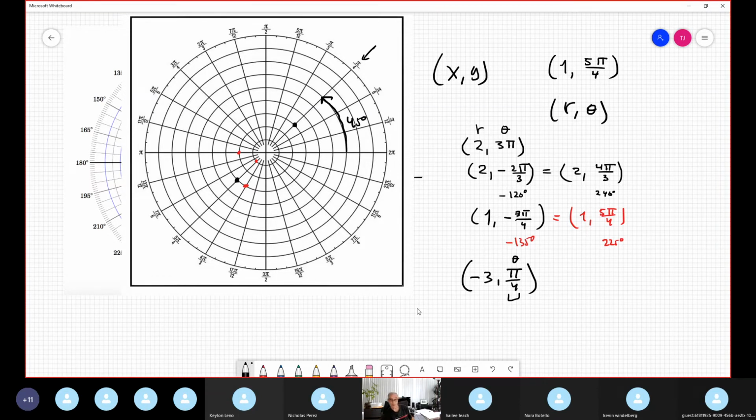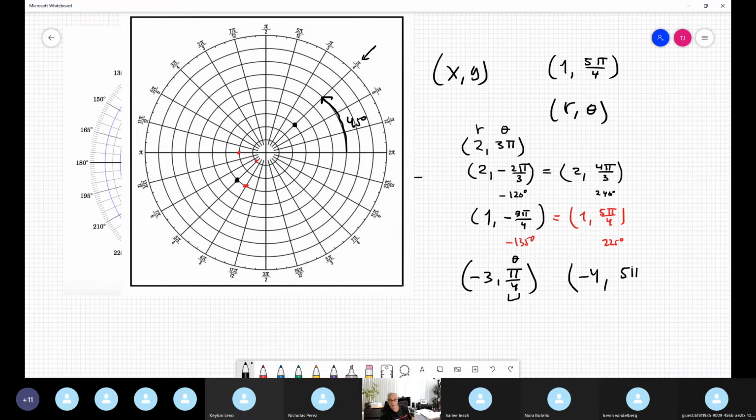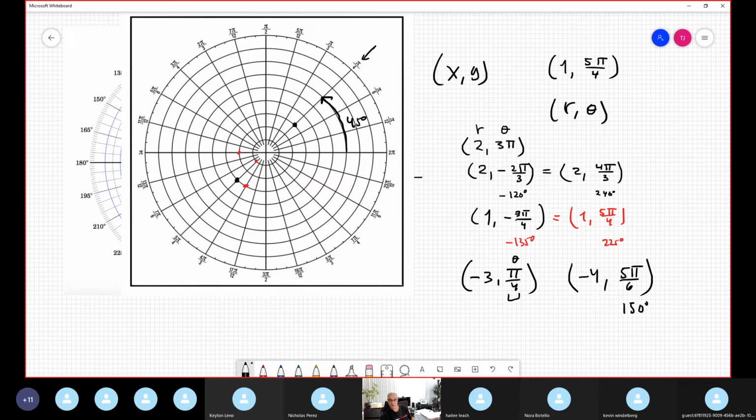Suppose that point: negative 4, again radial negative, comma, 5 pi over 6. Okay, 5 pi over 6 is 150 degrees, no? It's positive, so you rotate counterclockwise. 5 pi over 6 is here. Good, I like this. And positive 4 is 1, 2, 3, 4.